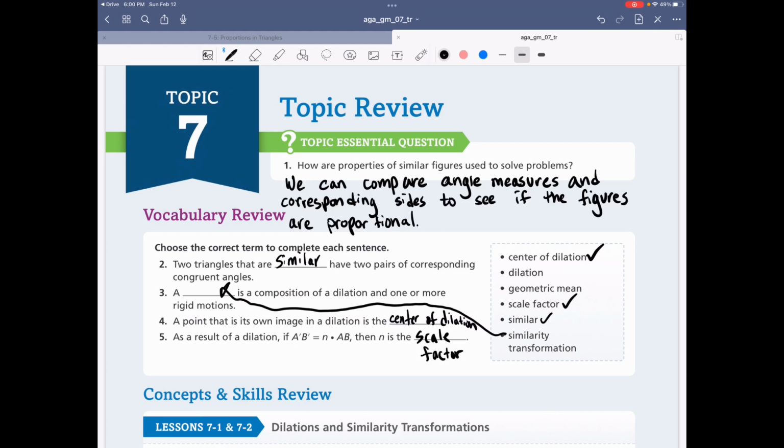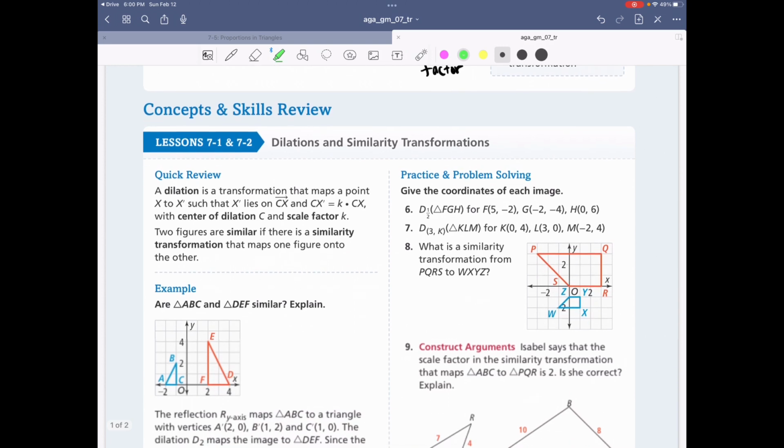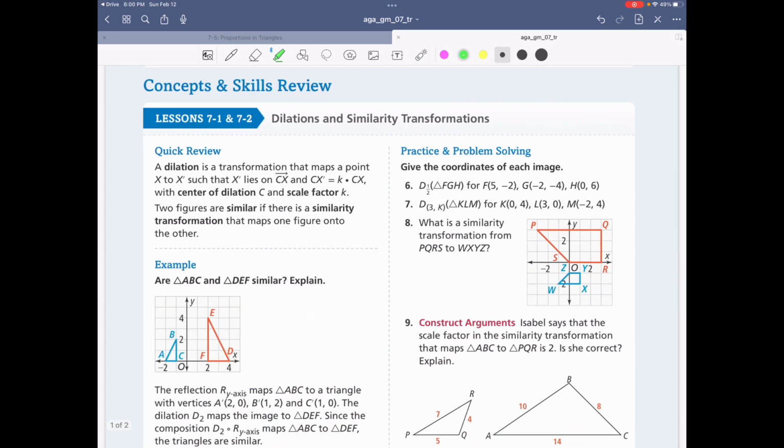Now, just because we didn't use these vocabulary words, you should still know what they mean. Dilation, geometric mean, and you can look those up in your notes, or you can do a Google search. I recommend that tonight you go home and study these notes and try to cover them up and see if you can still figure out the answer without the video. And if not, go ahead and rewatch this video.